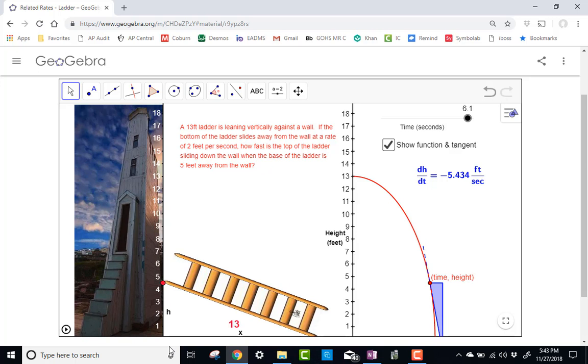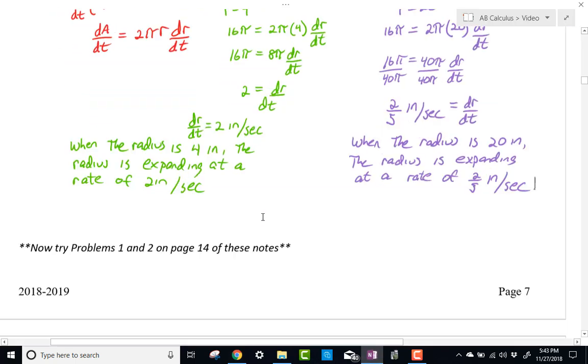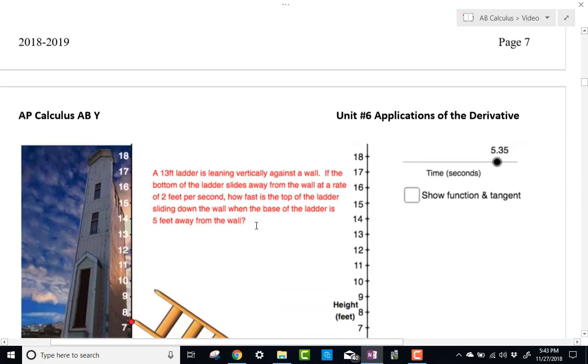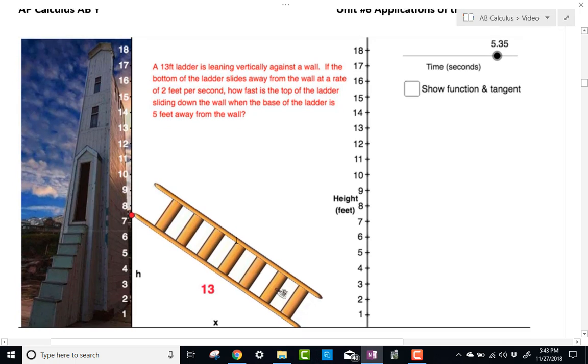But what stays consistent, if you read the scenario again, it says if the bottom of the ladder slides away from the wall at a rate of 2 feet per second. So the bottom of the ladder, the rate is consistent. It's the top of the ladder where the rate changes. Okay? So we're going to go back and take a look at this. I forgot to flip my page here. So here's our scenario on page 8.